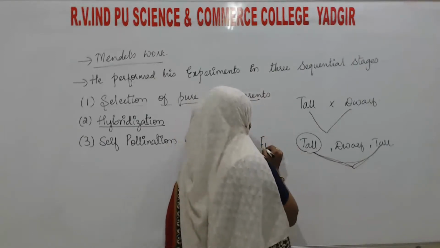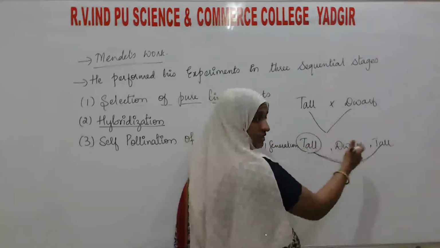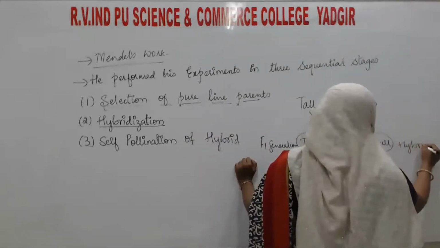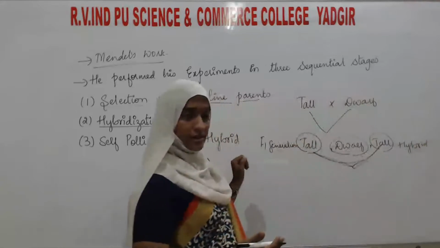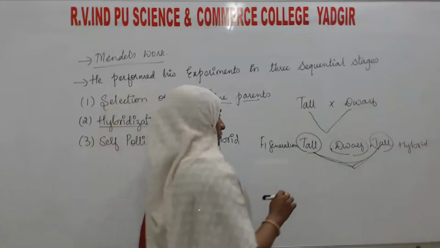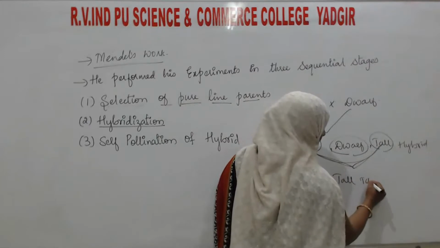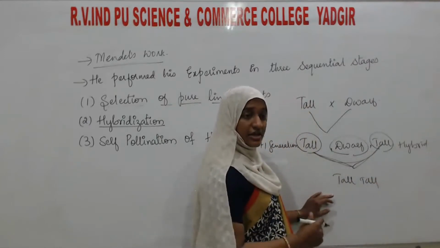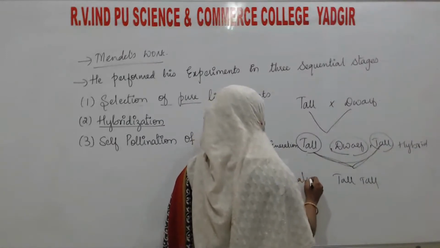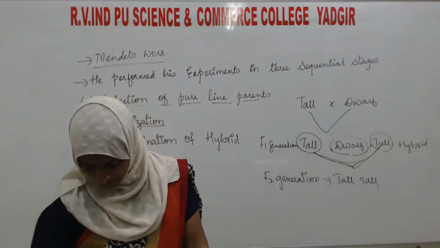This one we call the F1 generation. Then we cross among the hybrids again, which is self-pollination. If we cross like this, we will get tall plants, and this generation we call the F2 generation.